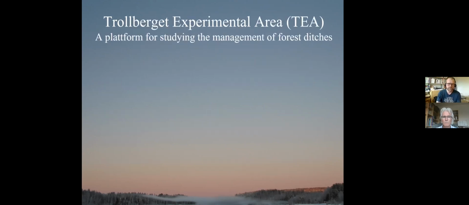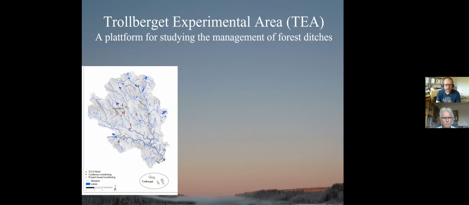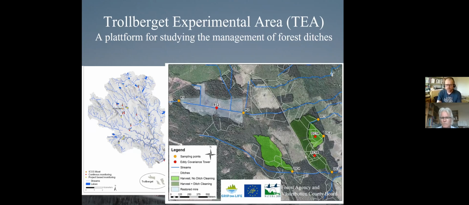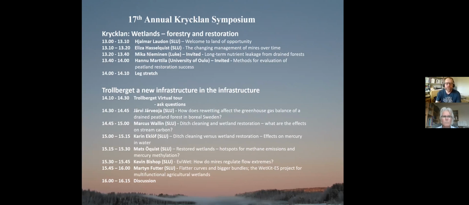That's the big question. For this, we do have the Trollberget Experimental Area, which is a platform for studying the management of forest ditches. And as you can see here, this is a map over Krycklan, and you could see that the Trollberget area at the bottom of this map is a small piece of that infrastructure, just outside the research catchment, but it still drains into the Krycklan catchment. And these are the sites. You can see there are ecological restorations in gray, and then there are different ditch cleaning effects in green, and we'll come back into detail.